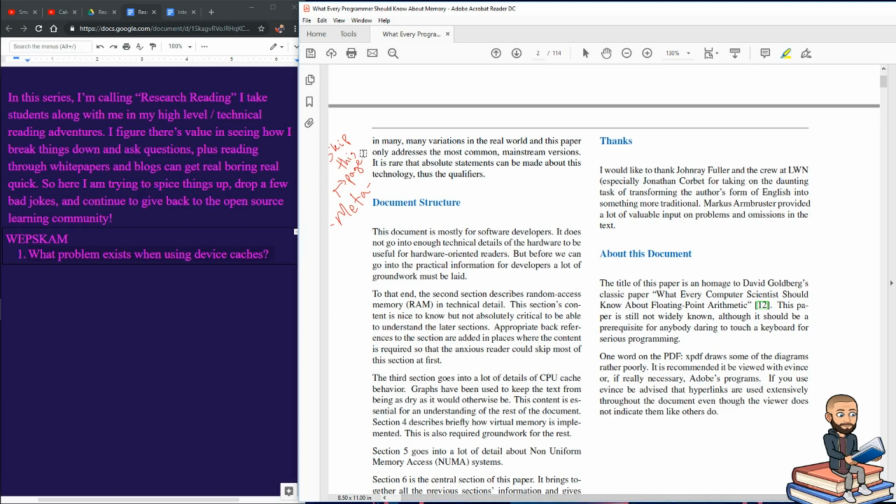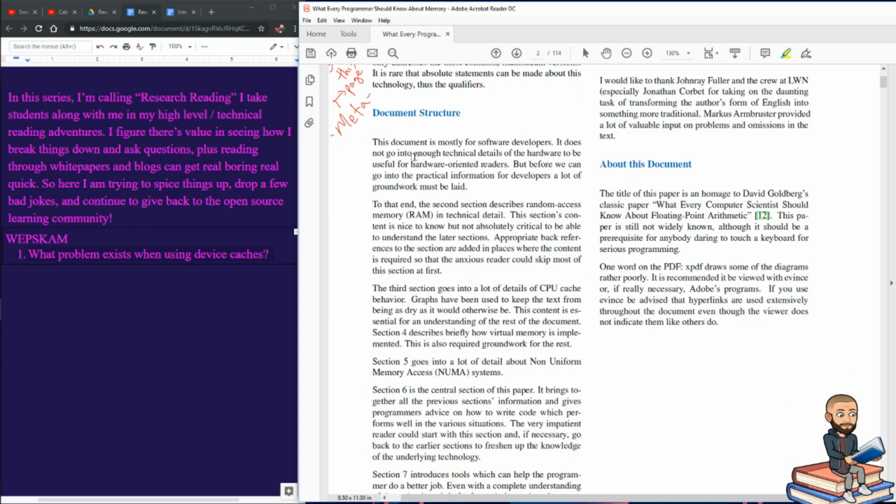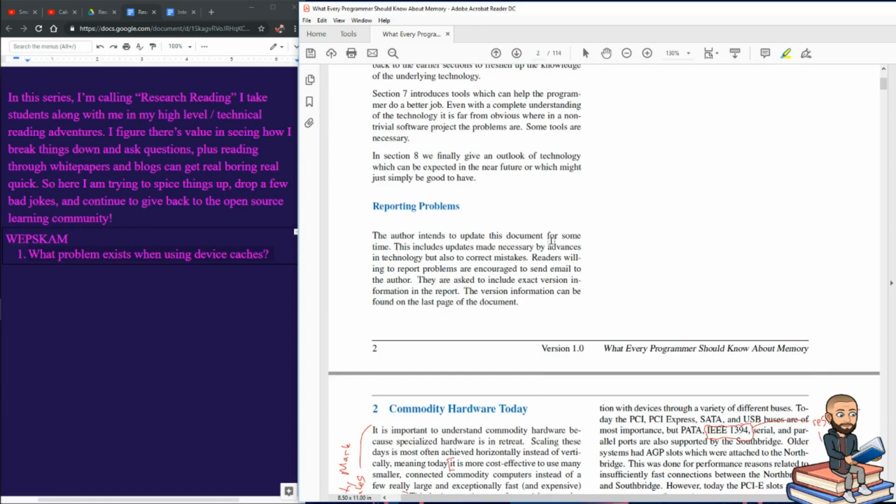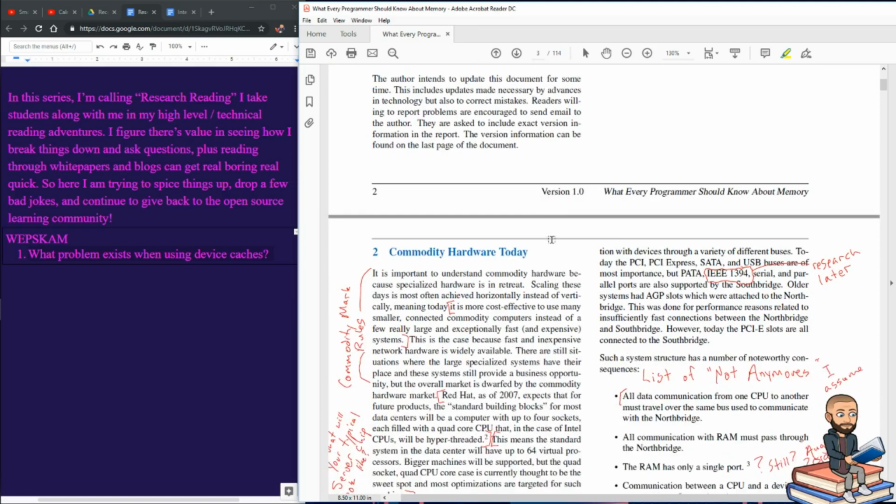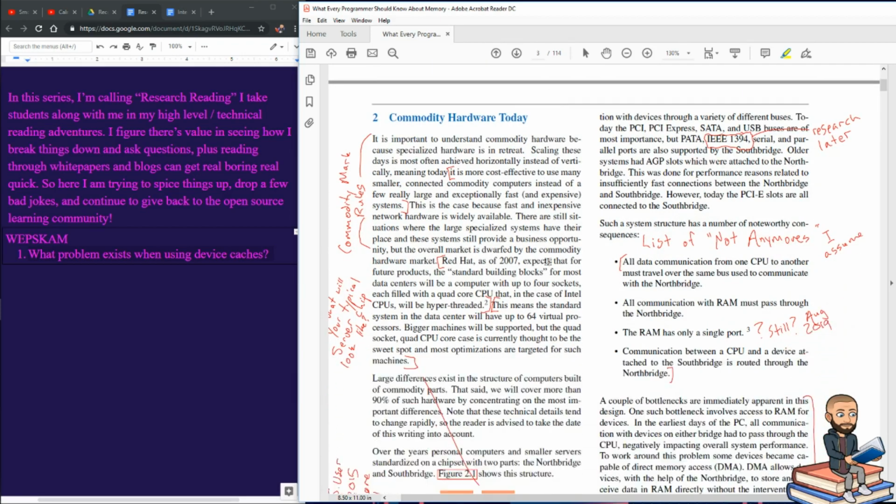Okay, so note to myself here was just skip this page, because of course you got your thanks and about the document structure. I always thought it's funny, when you're reading technical things or just things in general, and they constantly tell you what they're about to tell you, and I'm like, why don't you just tell me it already? So here's the first thing they tell me, is that the commodity market is the king here. It is more cost-effective to use many smaller connected commodity computers instead of a few really large and exceptionally fast systems. Red Hat, as of 2007, expects that for future projects, the standard products, not projects, sorry.